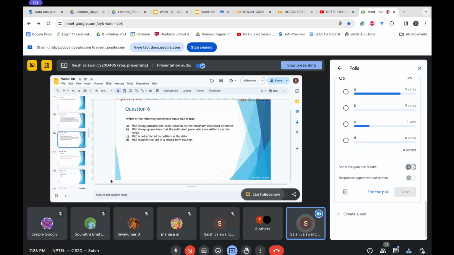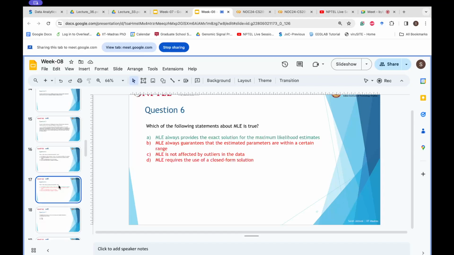So MLE always provides the exact solution for maximum likelihood estimates. MLE always guarantees that the estimated parameters are within a certain range. MLE is not affected by outliers in the data, and MLE requires the use of closed form solution. Okay. So the correct answer is MLE always provides the exact solution for maximum likelihood estimates.